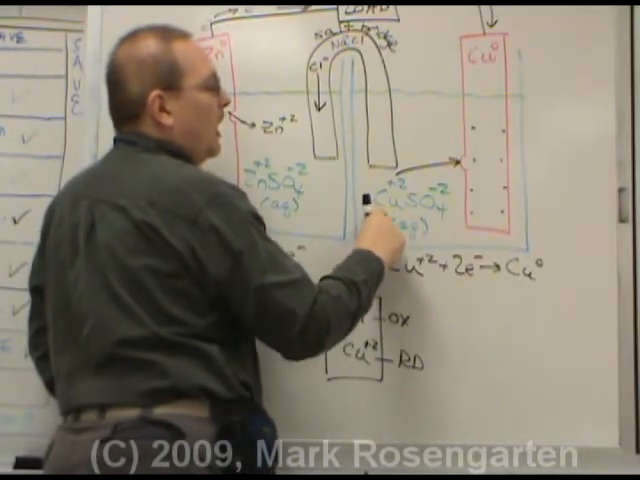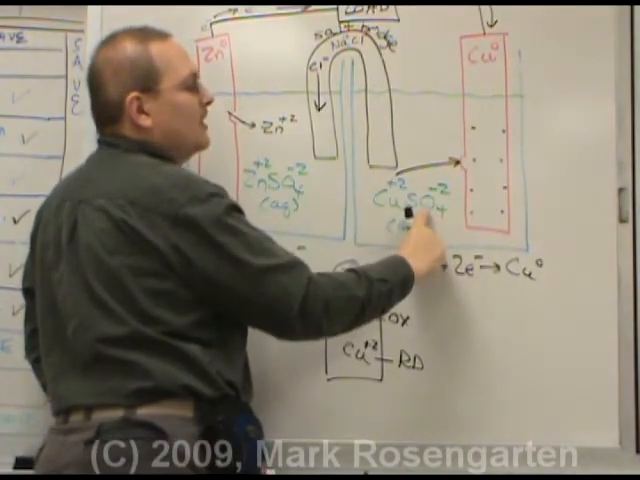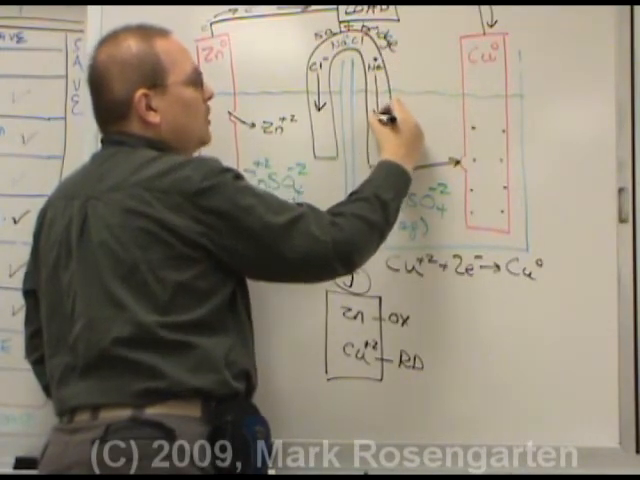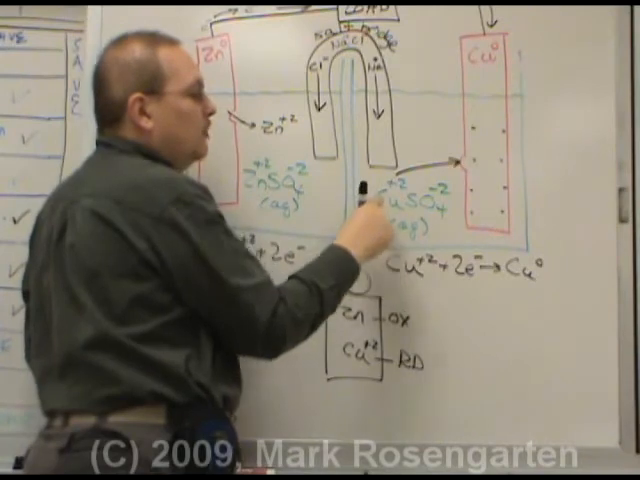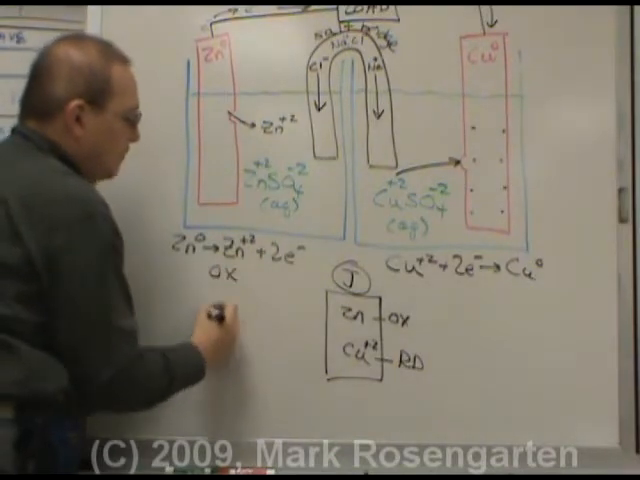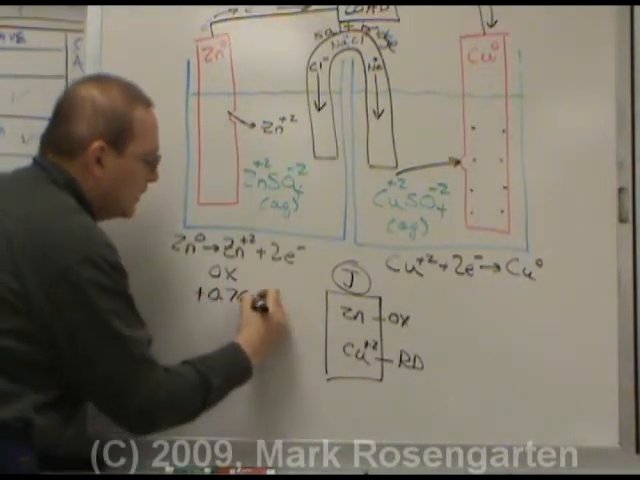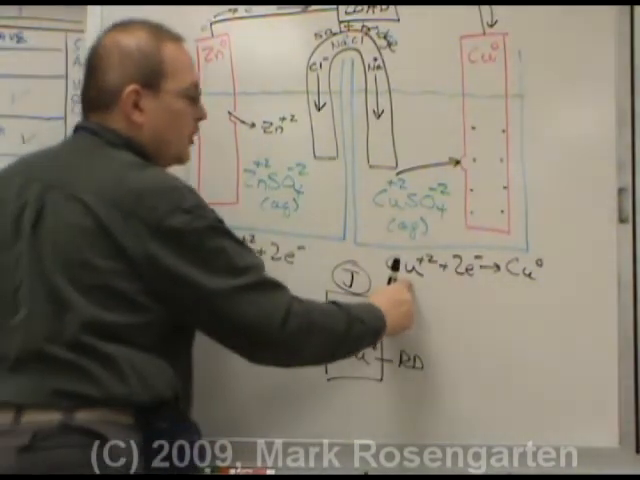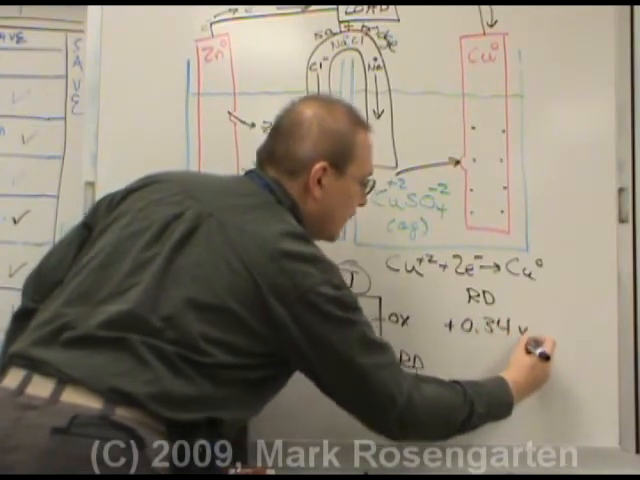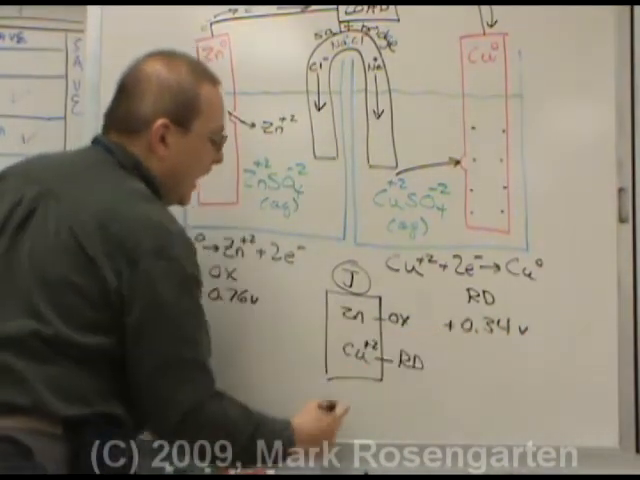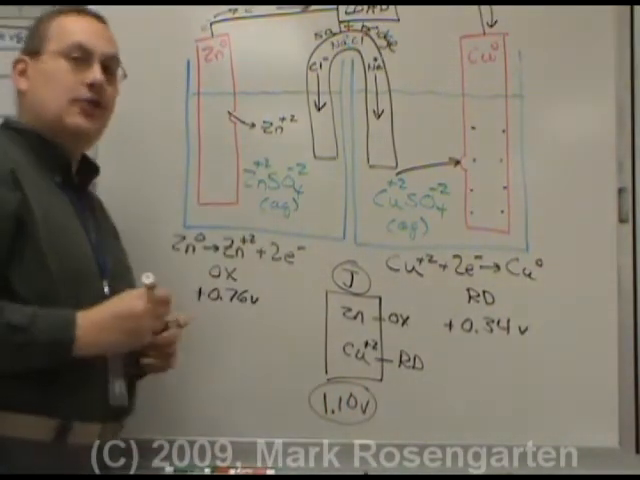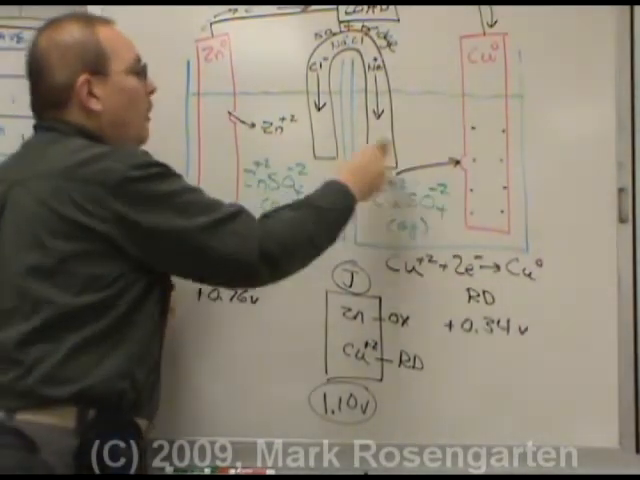Because the positive copper ions are leaving solution, it leaves an excess of negative charge. So the sodium ions from the salt bridge come down this way to help replenish the positive charge on this side of the cell. Zinc has an oxidation potential of positive 0.76 volts. The copper plus 2 has a reduction potential of positive 0.34 volts, meaning that this entire cell has a total voltage of 1.10 volts.